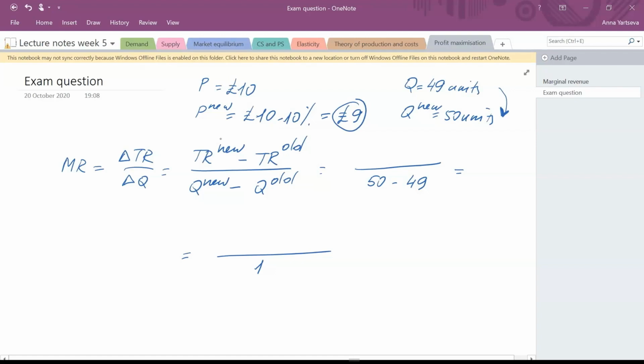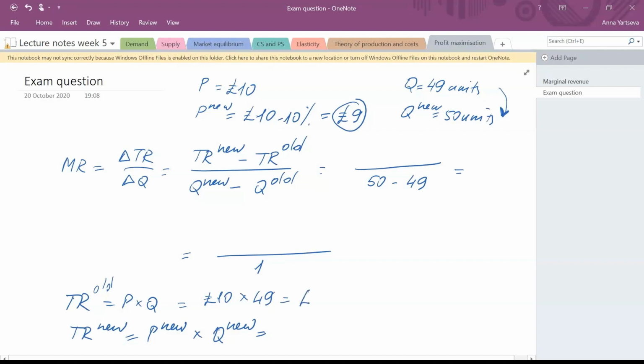Now we need to calculate change in total revenue. What is total revenue? Total revenue is price times quantity. We can sell 49 bottles at £10, i.e. get a revenue of 490. Or we can sell 50 bottles at £9. New quantity 50, new price is £9, which will generate a revenue of £450. Now let's plug in this data into our formula. We'll need to compare them.